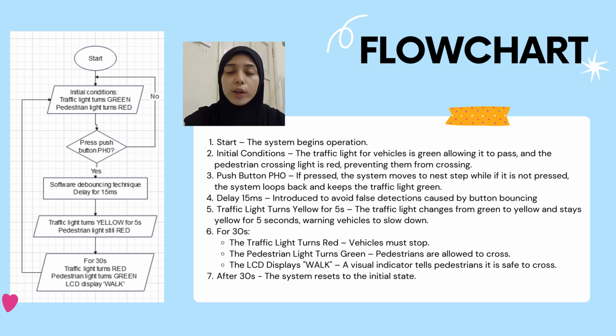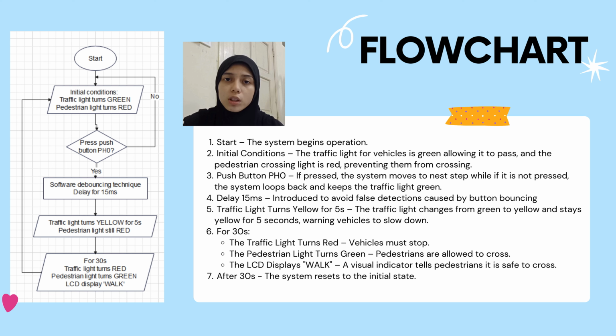Here is how it works. The start shape represents the system beginning its operation. Next, the traffic light turns green and the pedestrian light turns red, meaning initially the traffic light for vehicles is green and the pedestrian crossing light is red, so pedestrians must wait first. Next is pressing the push button, meaning the pedestrian must press the button PH0 to request to cross.